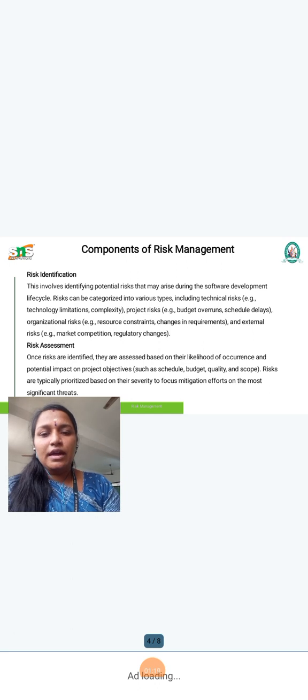Risk assessment: once the risks are identified, they are assessed for their likelihood of occurrence and potential impact on project objectives such as schedule, budget, quality, and scope. Risks are typically prioritized based on their severity to focus mitigation effort on the most significant threats.